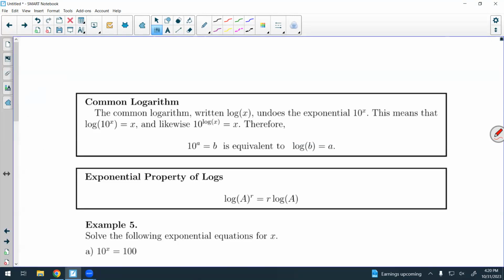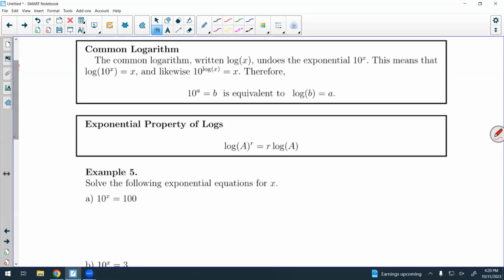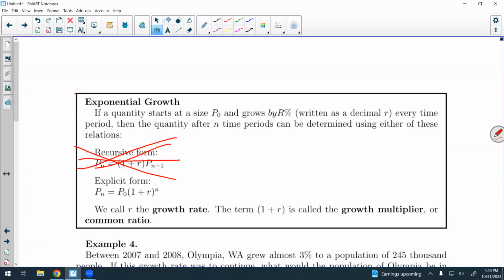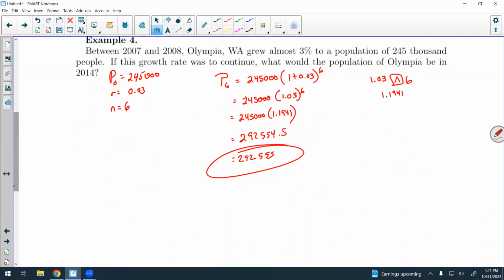So now we take a slight detour. Common logarithm. See, in the old days, we had tables that we had to use to do this stuff. Yes. Got it?